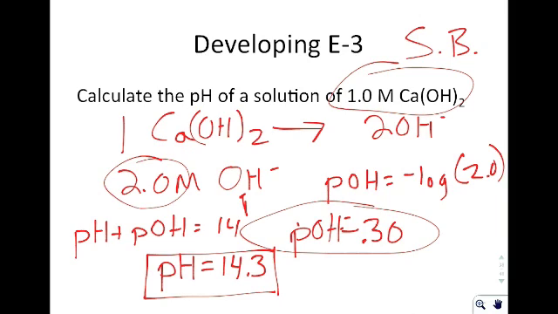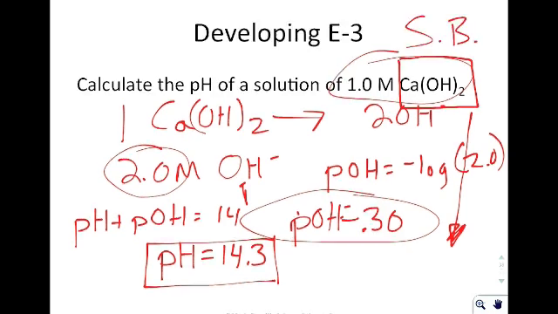Now I will tell you this much. Whenever you get into higher level chemistry courses, you'll study these a little bit more. They're called diprotic or dihydroxyl systems. It turns out that both hydroxyl groups don't dissociate completely, but that is well beyond the scope of this class.